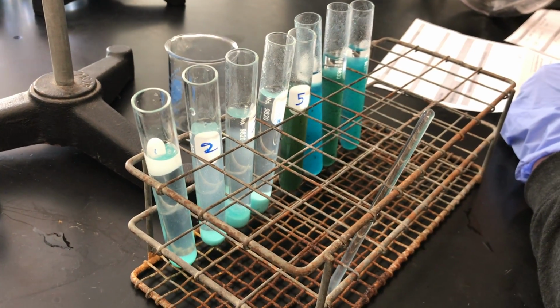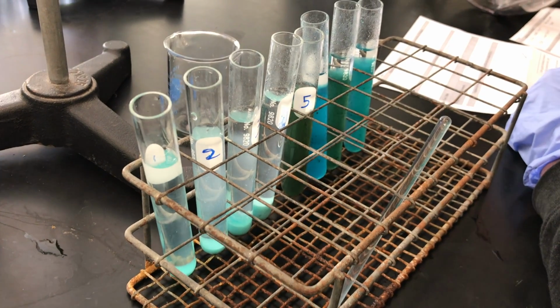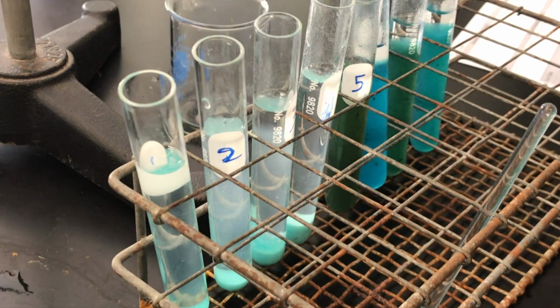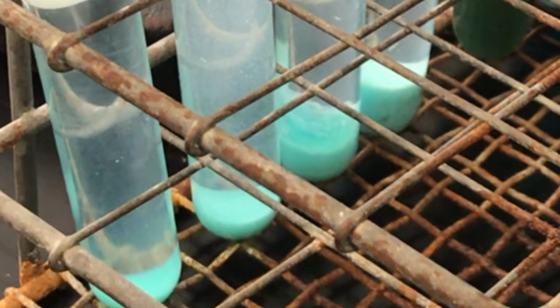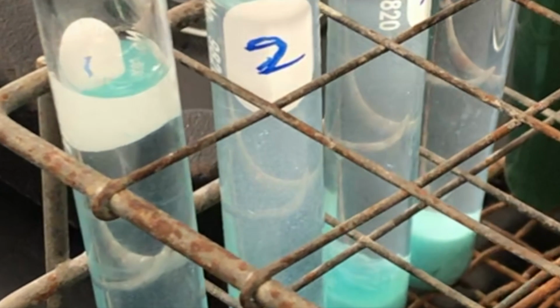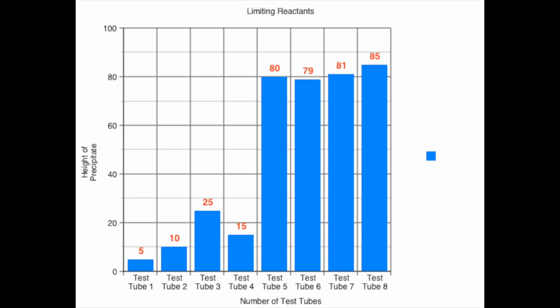After waiting, we observed that precipitates had formed at varying quantities, with only some test tubes containing a supernatant. A precipitate is the solid formed in a liquid solution, and a supernatant is the liquid left over above the precipitate. After measuring our precipitates, here are our results.